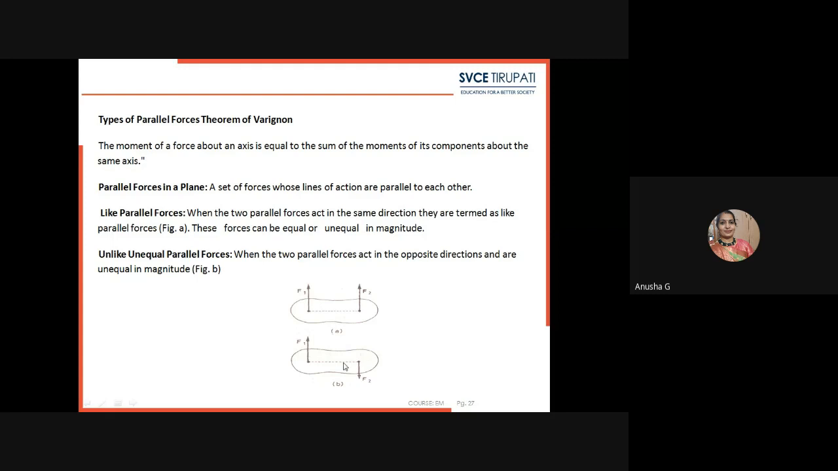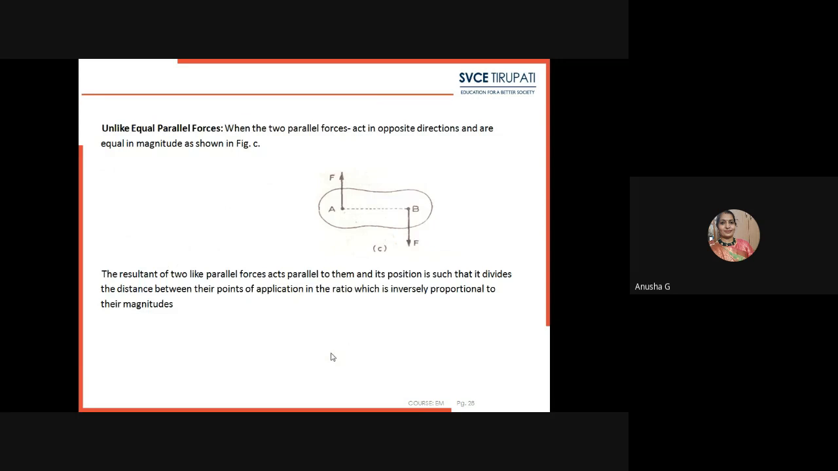Next we will see the unlike parallel forces. When two forces act in opposite directions and their magnitudes are unequal, they are called unlike parallel forces. These are the systems of forces. Learn about these different types of forces. For your competitive exam, they will give some figures and ask you which type of force each one is. The next one is unlike equal parallel forces.